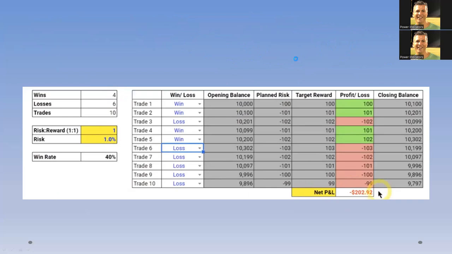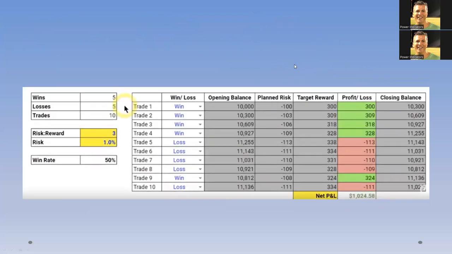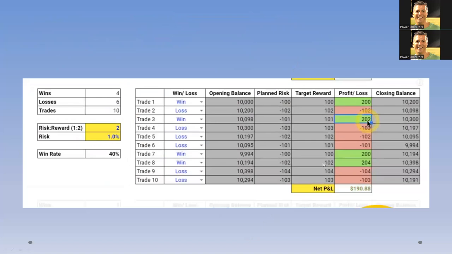Now look here. We progress to a 2-to-1 risk ratio, and we say we are going to risk 1%. With a 2-to-1 risk ratio, when you profit, you make $200. When you lose, it's still the same $100. At the end of the day, you're barely breaking even. Same, you are a 40% win ratio type of trader, so you are break even.